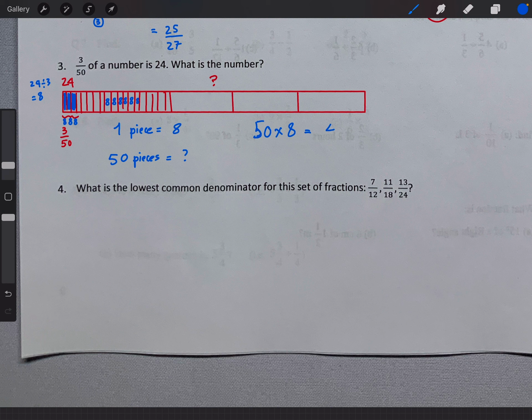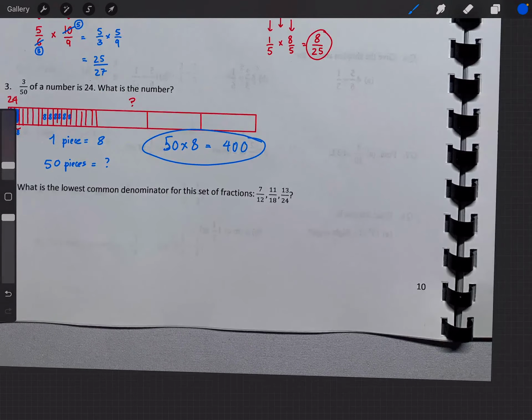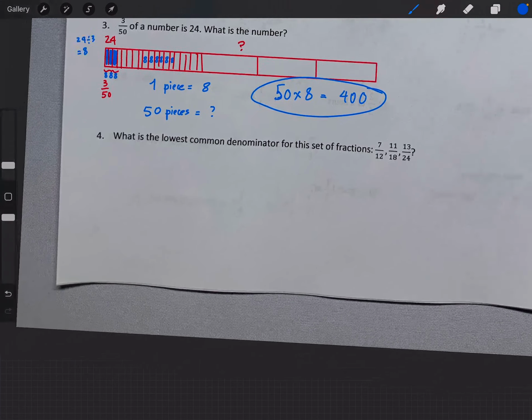5 times 8 is 40. 40 with a 0, that's 400. So that means the number was 400. So there you go. That's it. That's just how you do it. Yeah, that's the best way to describe it.